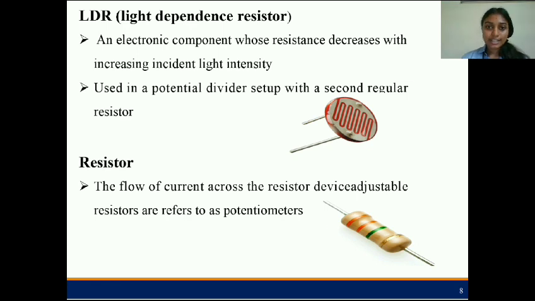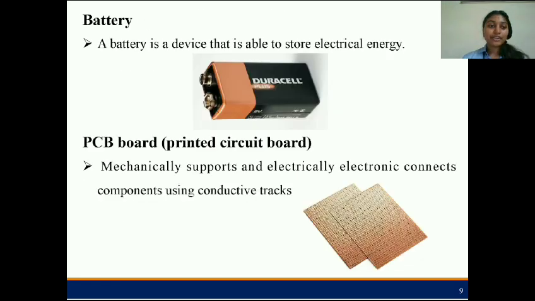LDR, light dependent resistor, is an electronic component whose resistance decreases with increase in incident light intensity, used in a potential divider setup with a second regular resistor. The resistor controls the flow of current, and adjustable resistors are referred to as potentiometers. And a battery is used. The battery is a device that is able to store electrical energy. PCB, printed circuit board, mechanically supports and electronically connects components using conductive tracks.